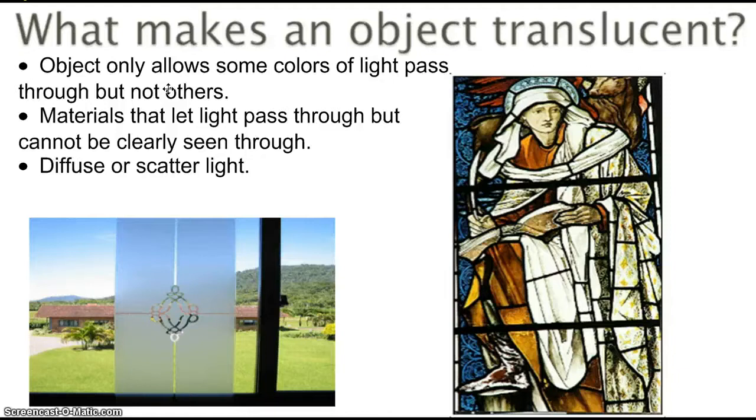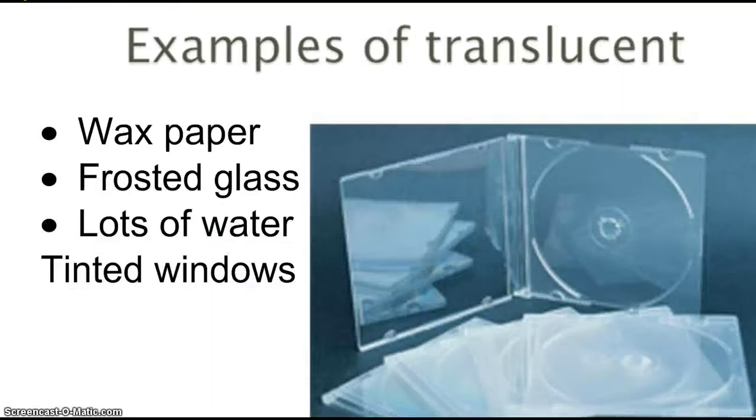It diffuses or scatters light, like this window. You can tell something's over there, but you can't clearly make out the shape through this part of the glass because it's translucent. The light is being scattered as it moves through that medium. Examples of translucent: wax paper. If you try to look through wax paper, it scatters light. You can't clearly make out the objects that are on the other side of wax paper.